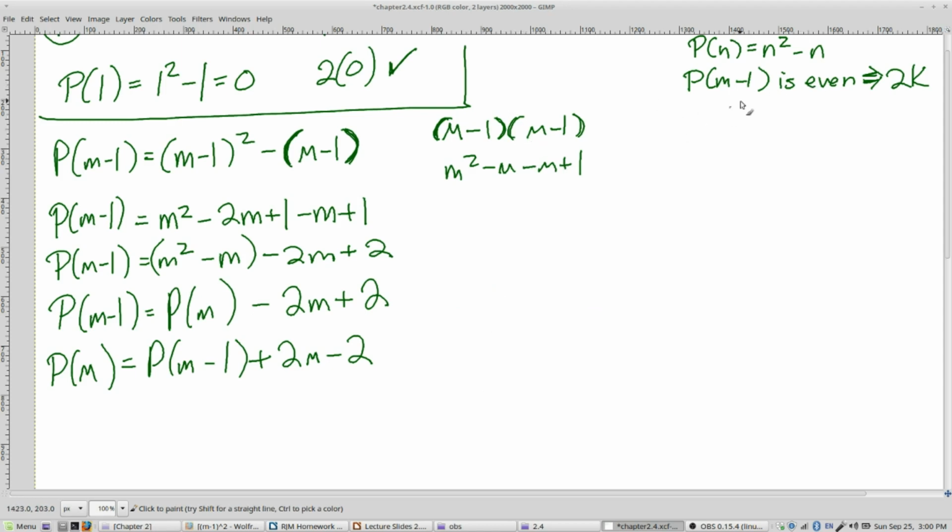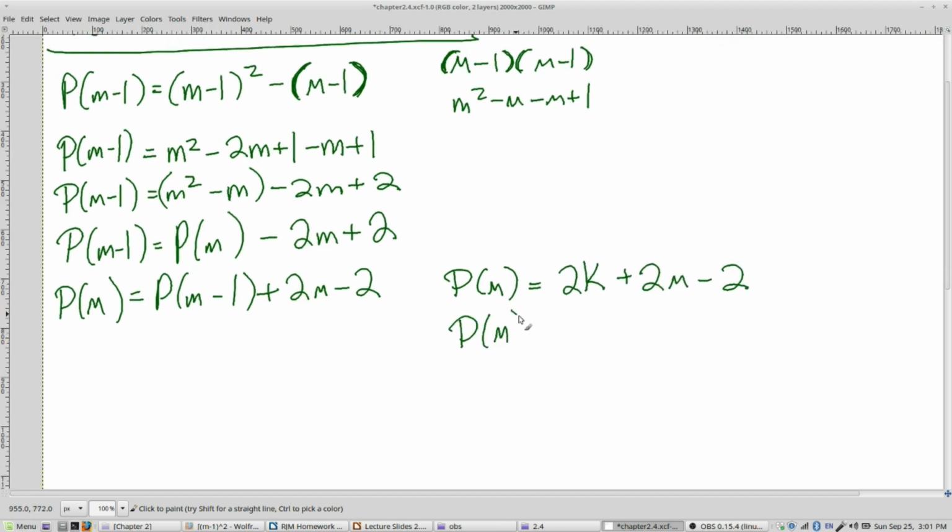And again, remember p of m minus 1, as well as p of 1, p of 2, all of these, per the proof, have been pre-proven to be even. So we're going to end up replacing this p of m minus 1 with a 2k. So let's just write this as p of m is equal to 2k plus 2m minus 2. And then the next step is we can finally factor this 2 out and just say 2 times (k plus m minus 1). And then that's the proof right there.